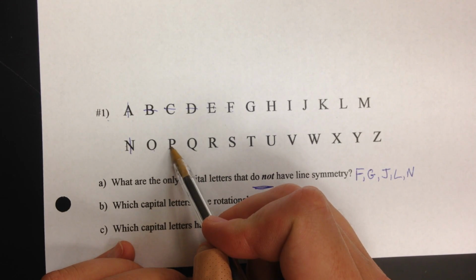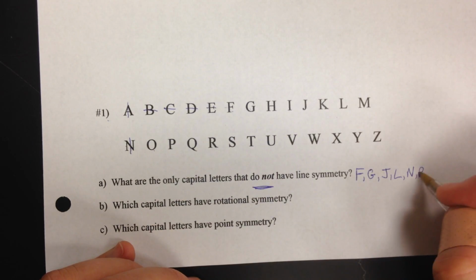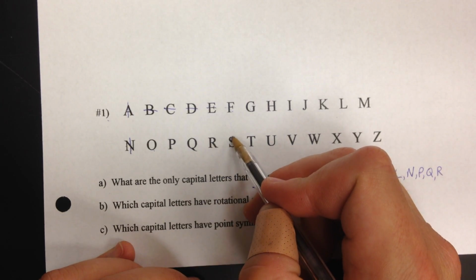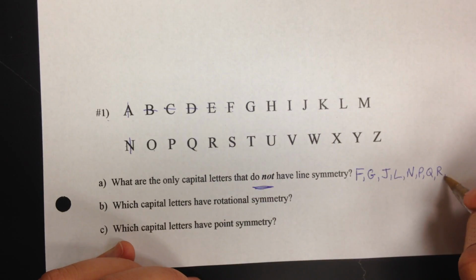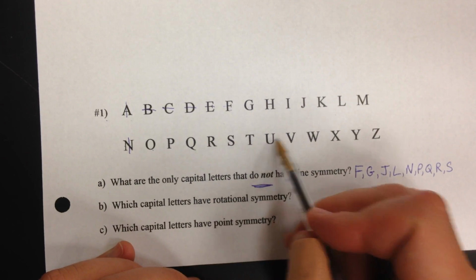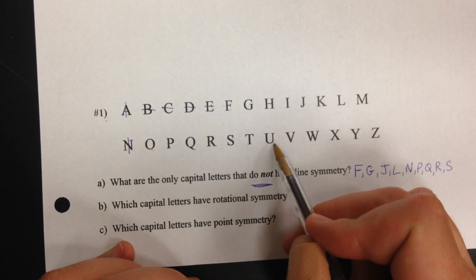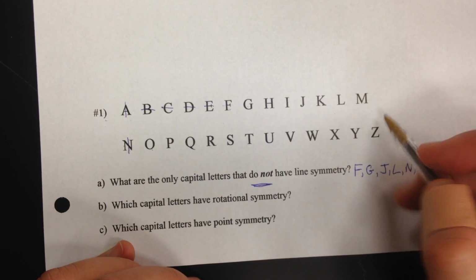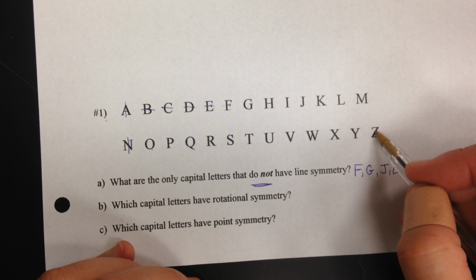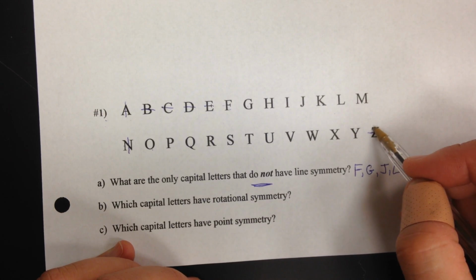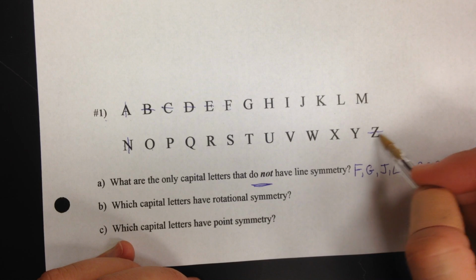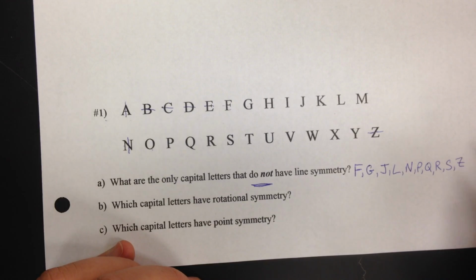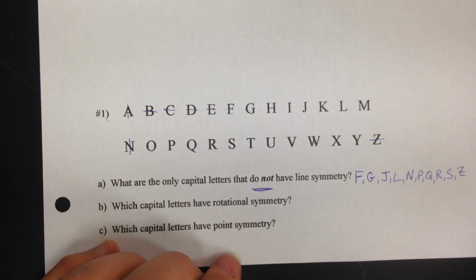O is good. P is wrong. Q is wrong. R does not work. S does not have line symmetry. T, U, V, W, all those are vertical. X is vertical and horizontal, and I can rotate it. Y is good. Z is like the S. Z does not have line symmetry. This part doesn't fold to here. This doesn't have that little part coming down. Okay, so those do not have line symmetry.